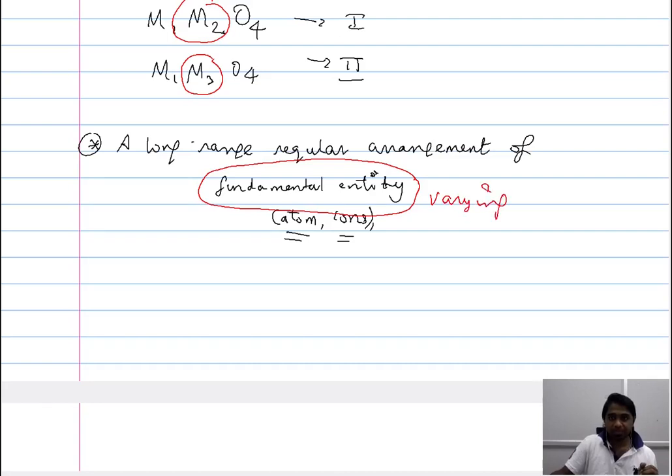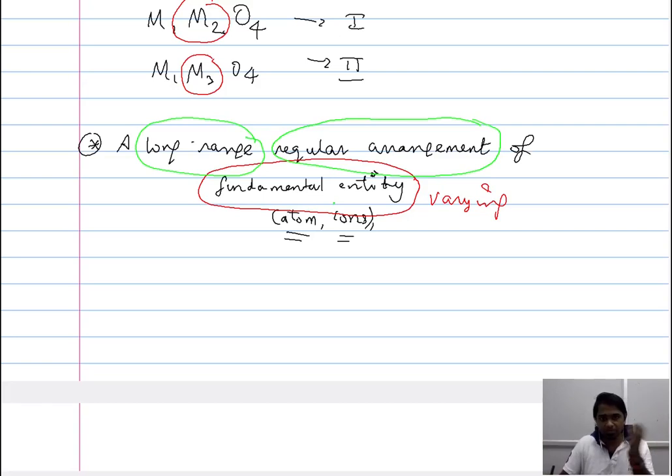Apart from that, irrespective of the mineral you consider, there would be a long range and regular arrangement of the atoms or the fundamental entity. So you have two non-varying factors that distinguish a mineral. One varying factor is the fundamental entity. It can be atoms, ions, or molecules, but the non-varying factor that distinguishes a mineral from all the other substances is these two features, that is long range and regular arrangement.